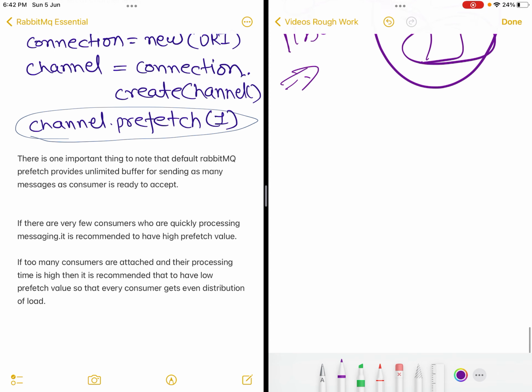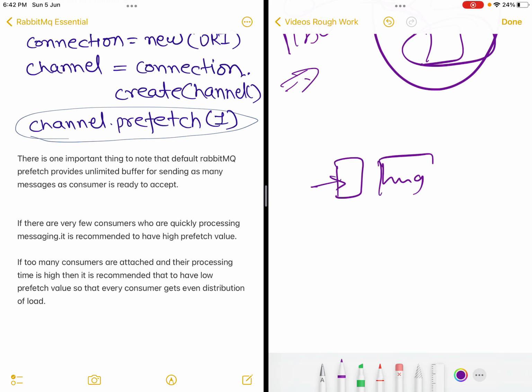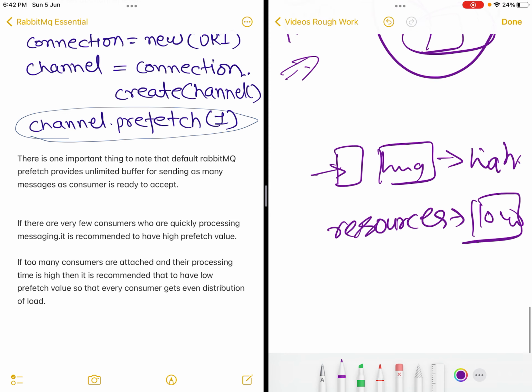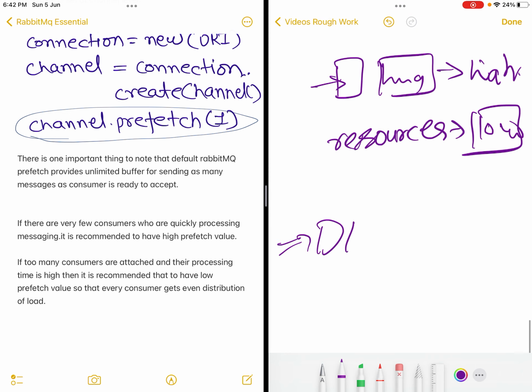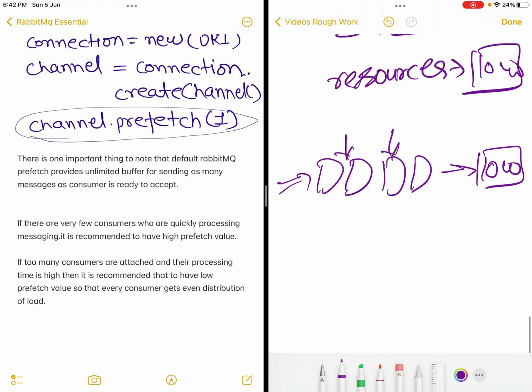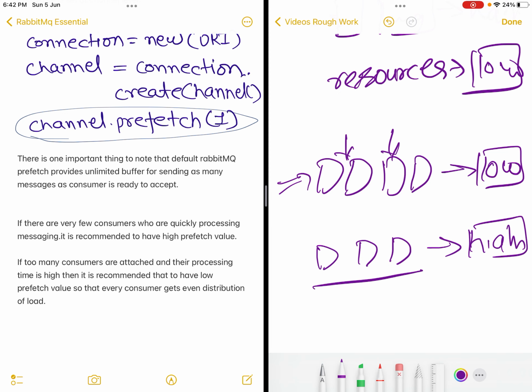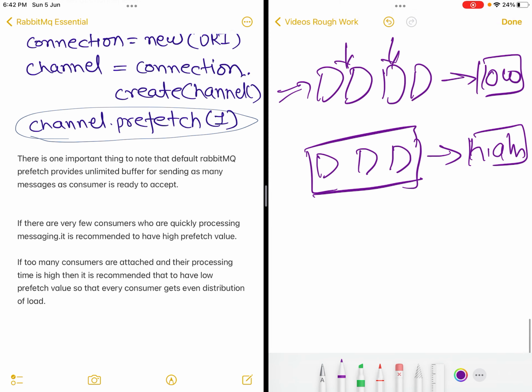So the things we have learned are: if your consumer has higher resources, try to have a high prefetch count. If resources are less, try to have a low prefetch count. If you have too many consumers, again try to have a low prefetch count so that messages can be distributed evenly to all the consumers. And if you have very few consumers, then try to have a high prefetch count so that less time goes in network traveling time.